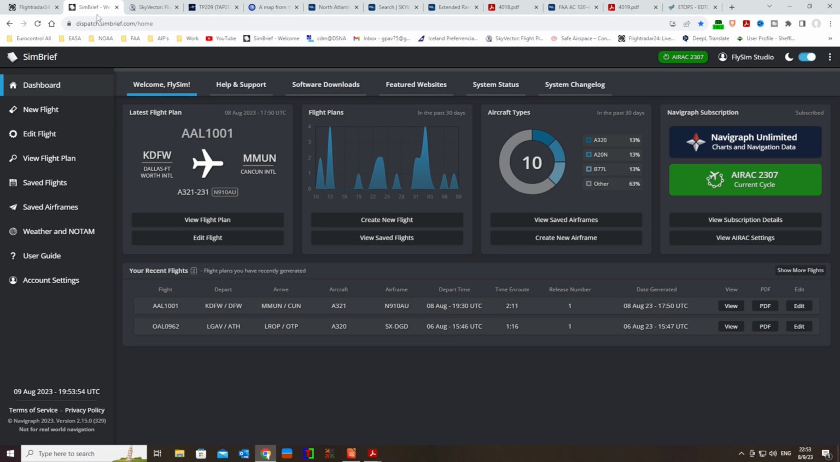I'm gonna use a 321 today. I did the example initially with a 320 Neo, but we're gonna check together today if we can do it with the 321. So let's jump into that.